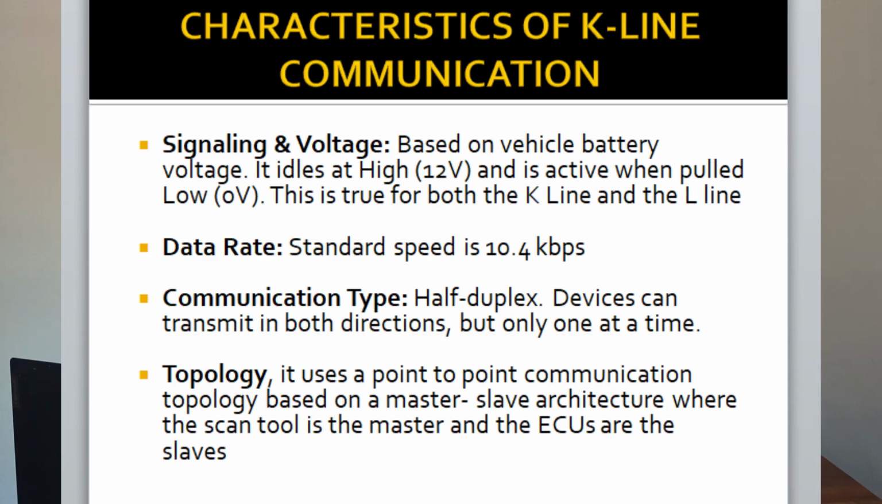Now this communication is based on battery voltage, and it idles at high, which is 12 volts, and is active when pulled low, which is to 0 volts. And this is true for the K line and the L line. Now the data rate is about 10.4 kilobits per second, and the communication type it employs is half duplex.